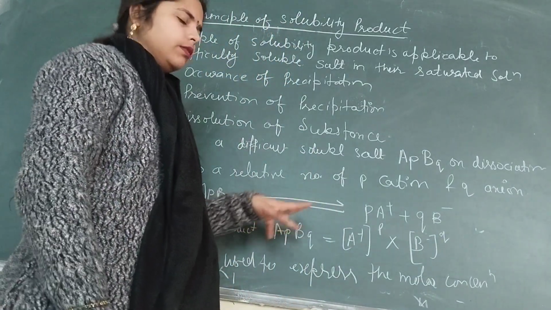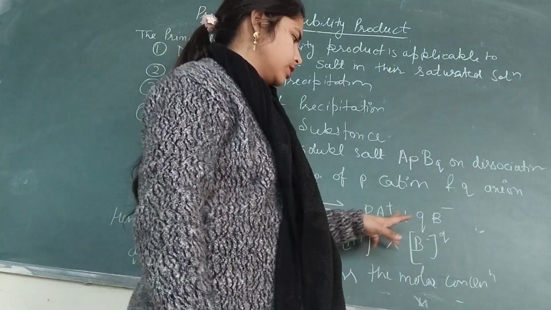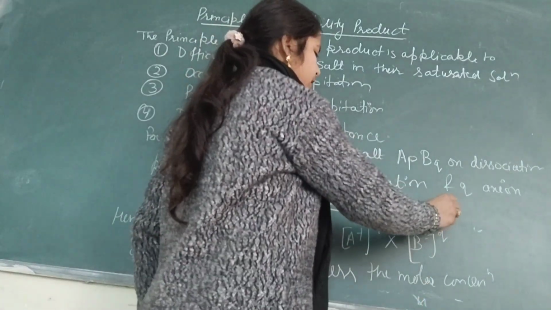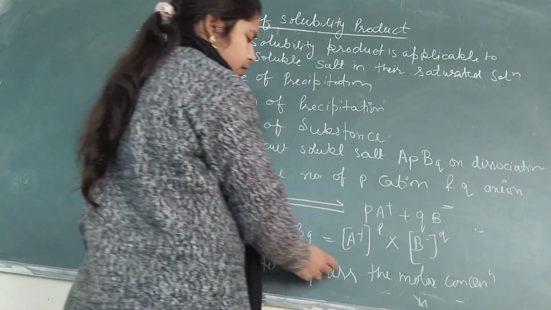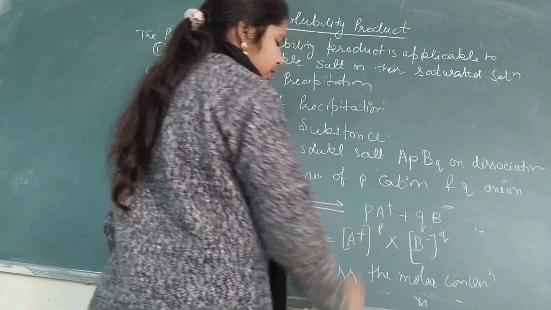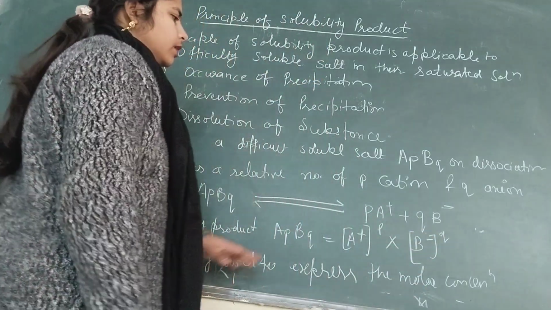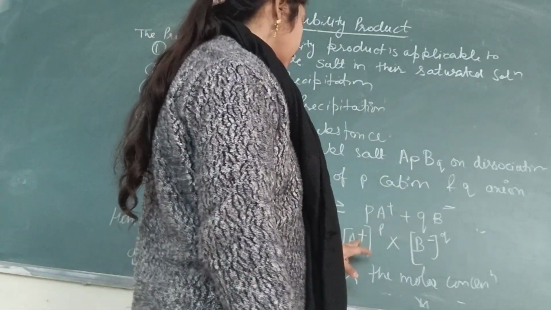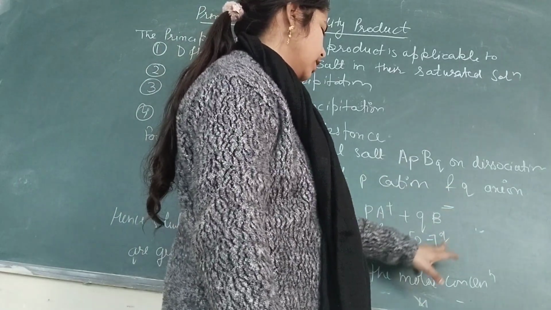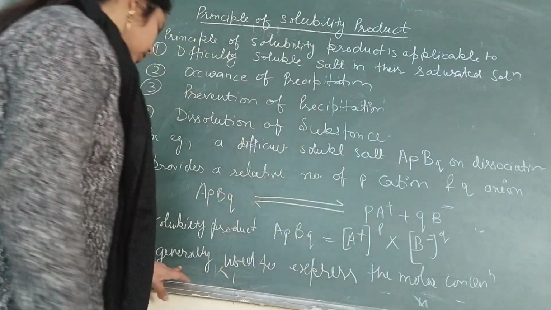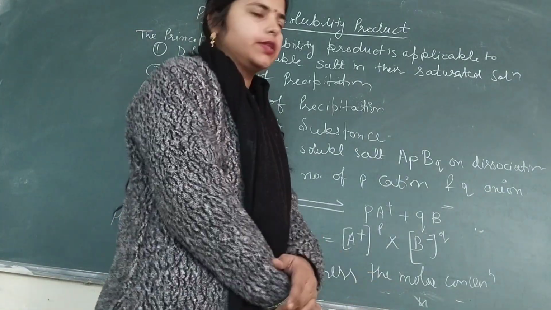AxBy is in equilibrium with xA positive and yB negative. Hence, the solubility product Ksp of AxBy is equal to [A positive]^x times [B negative]^y. There are two types of sign, the first is the cation and the second is the anion. They are generally used to express the molar concentration.